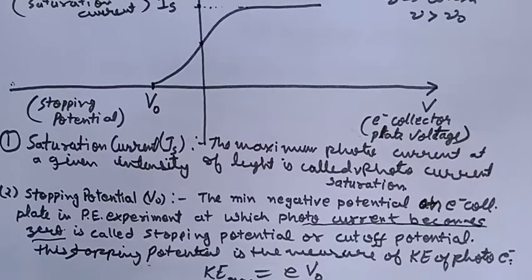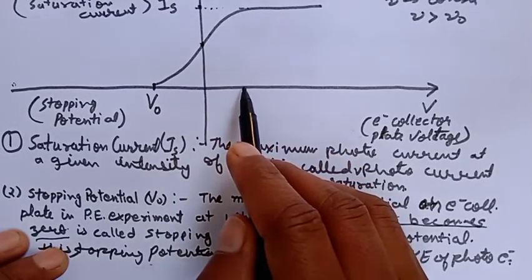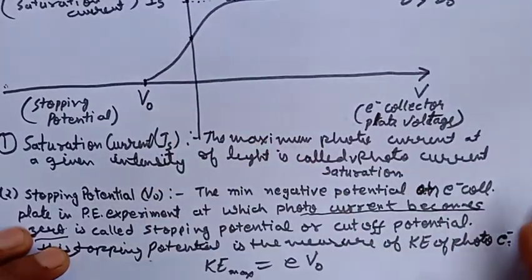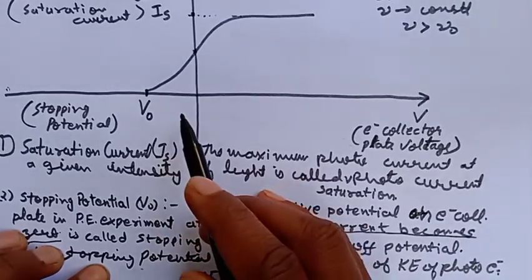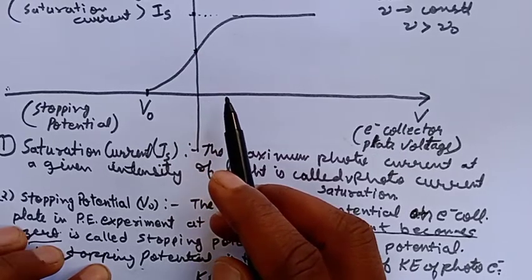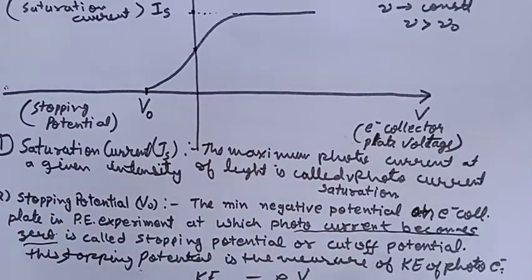So saturation current, well, you can see at a particular voltage after which we are increasing voltage but current is not increasing. So when all the photoelectrons are being collected by the electron collector plate, at that time no more electrons are available to form current. That is why current becomes constant, saturates.